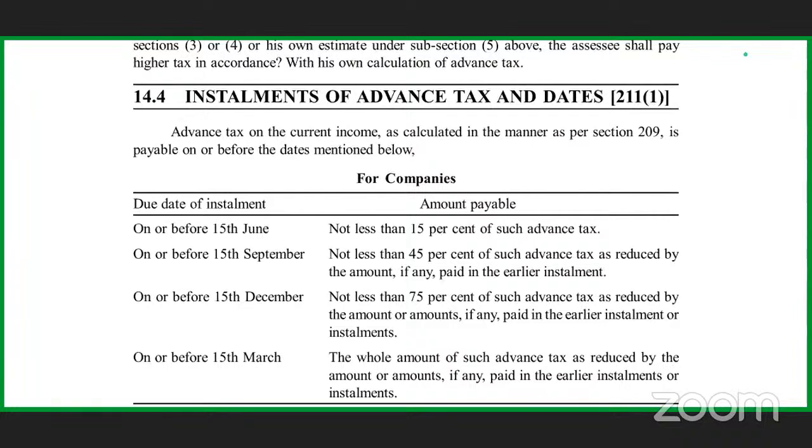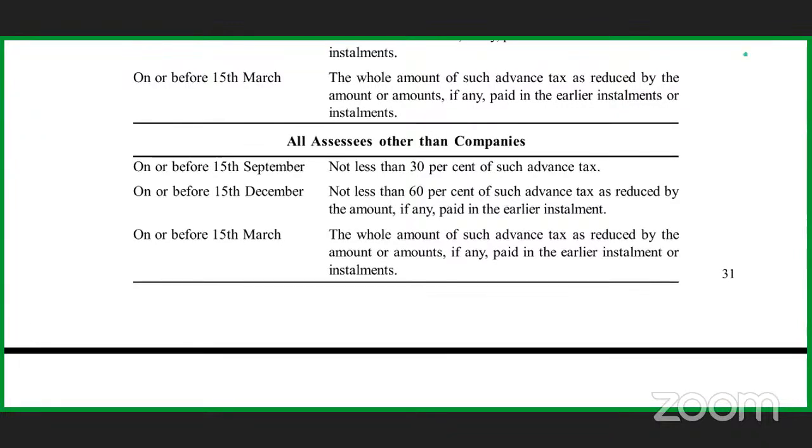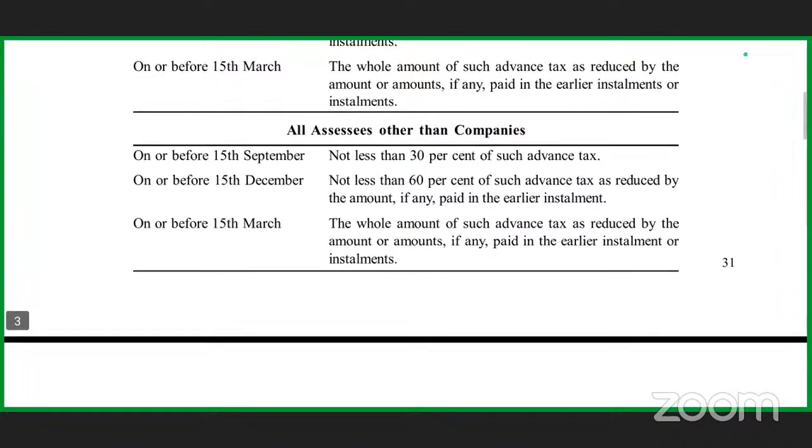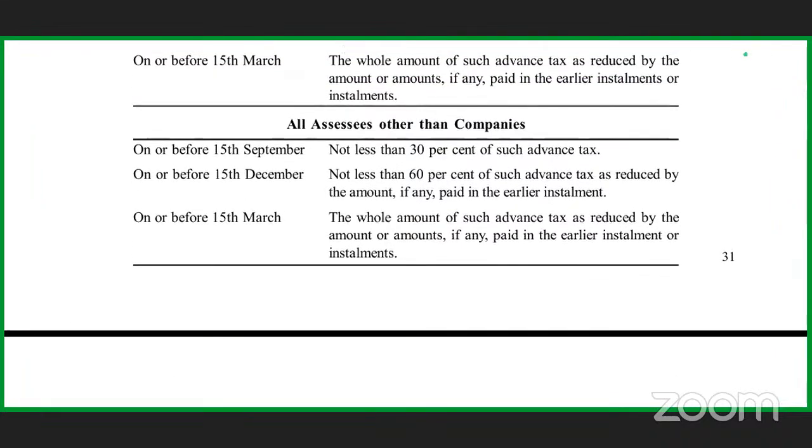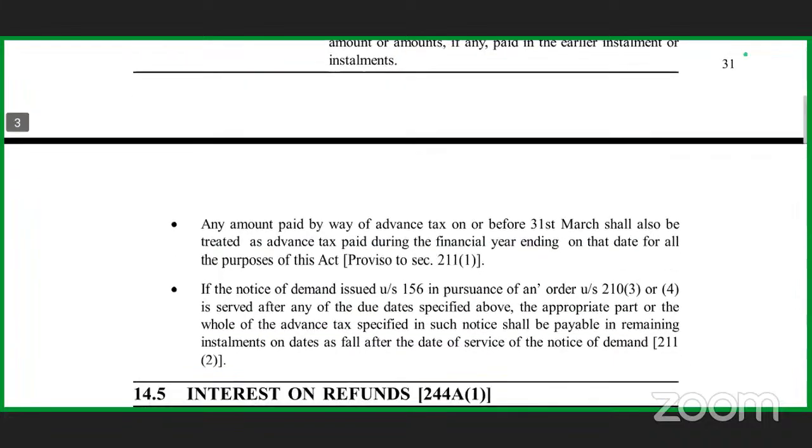So you can just look at the installments of advance tax, meaning how companies have to pay. There will be 4 quarters. On or before 15th June they have to pay 15%, by 15th September 45%, by 15th December 75%, and by March they have to pay the total tax amount. And for all assessees other than companies, like all individuals, they also have quarters: by 15th September they have to pay 30% of advance tax, by 15th December 60%, and by 15th March they have to pay the whole amount of tax.